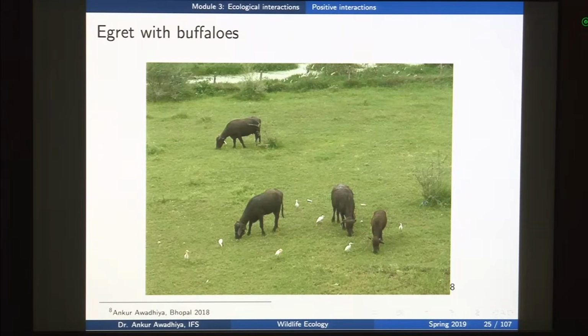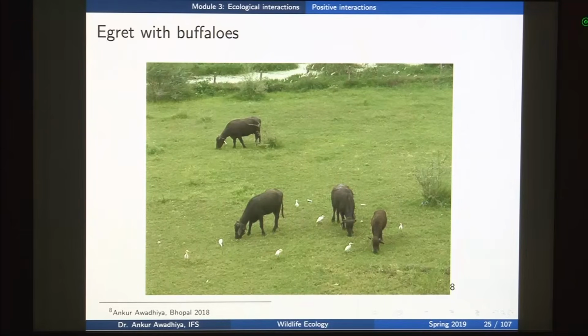So, in the first instance, when the buffaloes were not around, this egret had to be wary of the dogs, and also it had to do a searching for the insects by itself manually, by expending its own energy. But when the buffaloes are around, the buffalo does all the work for the egret, and the egret is getting benefit out of it. Now, why does the buffalo permit the egret to be around? So, that is the second question.